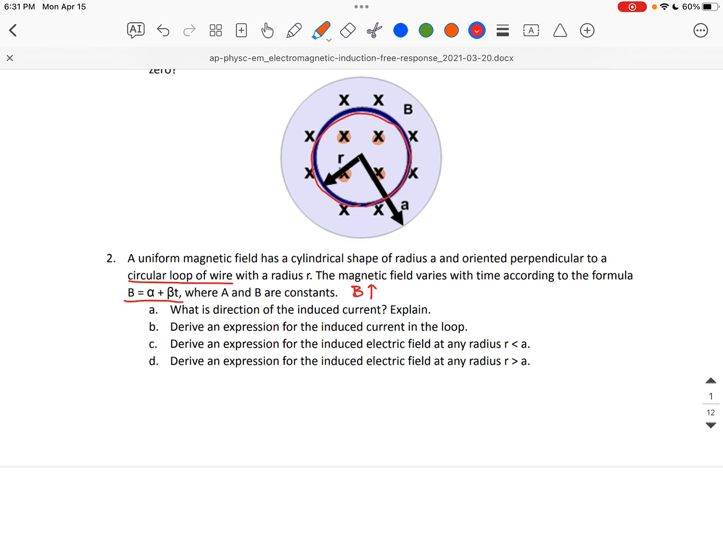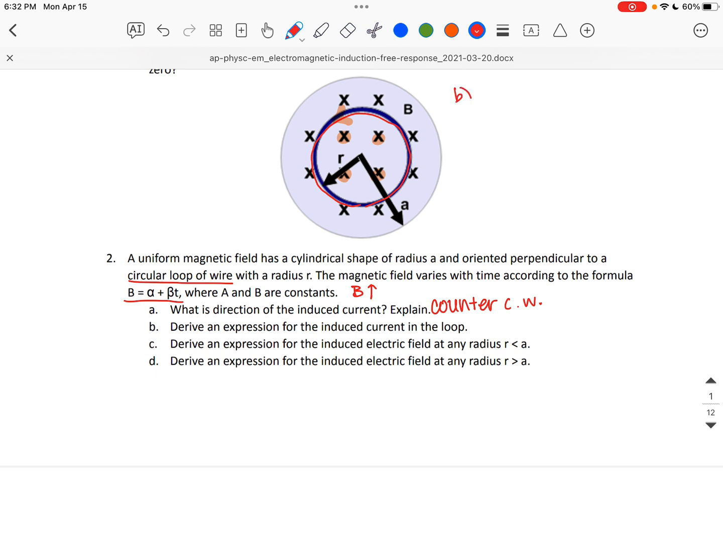And in order to have a magnetic field coming out using the right-hand grip rule, we have to have a current going counterclockwise. And as it curls, it comes out of the page on the inside. So this one would be counterclockwise. Derive an expression for the induced current in the loop.